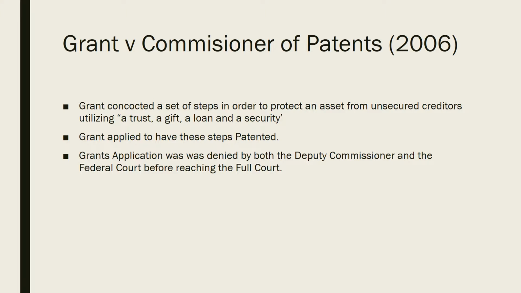Grant then applied to have these particular set of steps protected by patent. Upon review, the Deputy Commissioner of Patents revoked Grant's application on the basis that it did not involve a manner of manufacture in line with the definition set out in the Statute of Monopolies. Grant, obviously unhappy with this result, decided to appeal this decision to the Federal Court, which was essentially upheld, and then proceeded to appeal again to the full Federal Court, bringing us to this particular case.